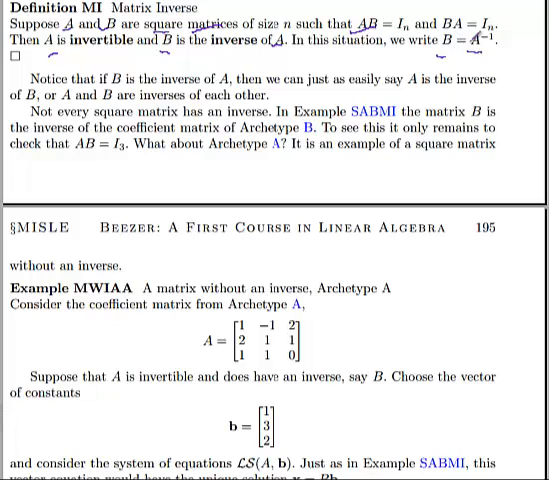All right, that's very plausible. Now notice that if B is the inverse of A, just the way this is written, I could also say that A is the inverse of B. Or we could just say A and B are inverses of each other.